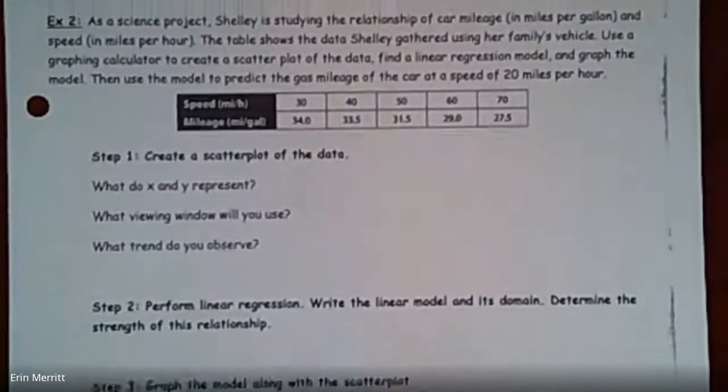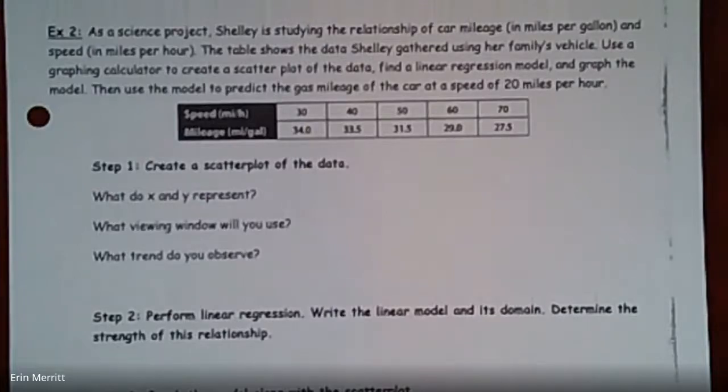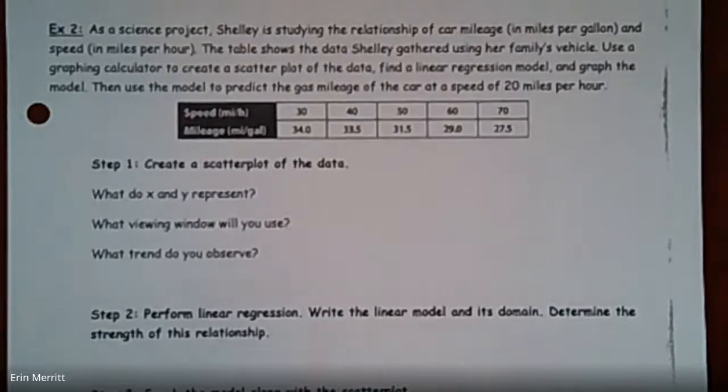Example 2 starts with saying, as a science project, Shelley is studying the relationships of car mileage in miles per gallon and speed in miles per hour. It's something we're pretty familiar with. Most of you guys are probably learning to drive right now if you don't know how to drive already. The table shows the data that Shelley gathered using her family's vehicle. Use a graphing calculator to create a scatter plot of the data, find a linear regression model, and graph the model. Then use the model to predict the gas mileage of the car at a speed of 20 miles an hour. Okay.